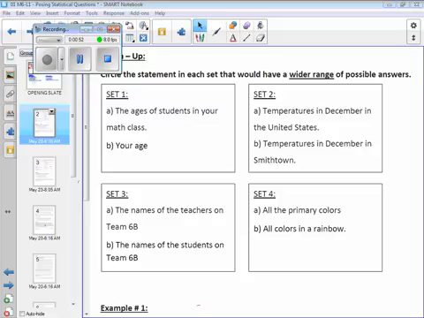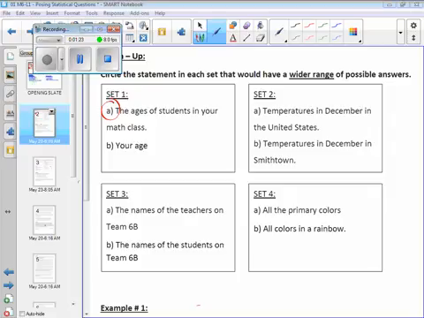Circle the statement in each set that would have a wider range of possible answers. The ages of students in your math class or your age. 10. Right, because it could be 9, 10. I don't think there's any 9s in this class. I don't know, how old are 6th graders? 10, 11, 12. And even maybe towards the end of the year, it's more 11 and 12, right? Okay, so definitely A.